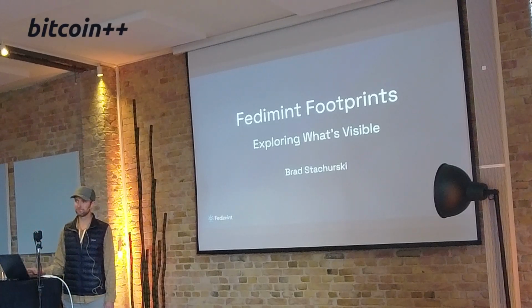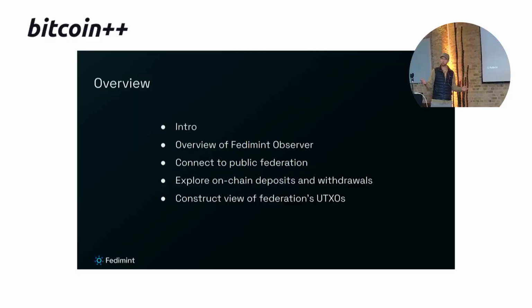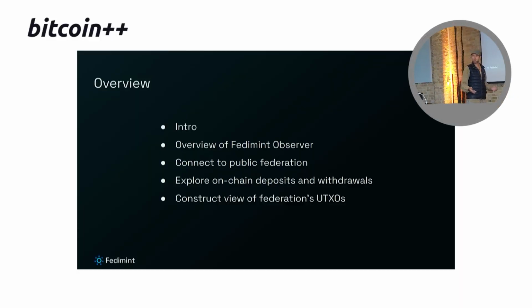Let's dive on in. So a brief overview of what we're going to talk about. I'll do a quick intro and dox myself even more. And then we'll do an overview of Fedimint Observer, what it is, how it works. And then we'll connect to a public federation, and we'll actually pull in live data that we're seeing in the wild. And once we have that live data set, we'll take a look through that data set and look for on-chain deposits and withdrawals. And then to wrap up, we will try to construct a view of this federation's UTXOs.